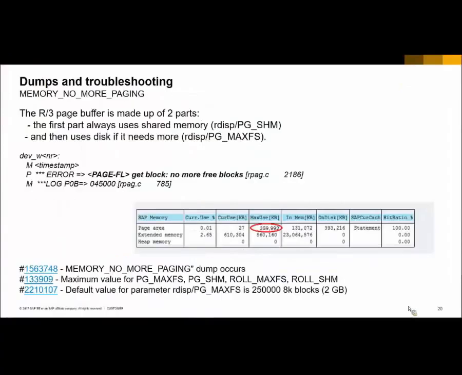This MEMORY_NO_MORE_PAGING dump can be solved by increasing the value of parameter rdisp/PG_MAXFS, as explained on this note. You should consider that the page buffer is normally found in the data directory, and there should be enough free space in the disk where this directory is located. Those notes that are mentioned here collect information about this dump, and they also provide recommendations for the parameter value.